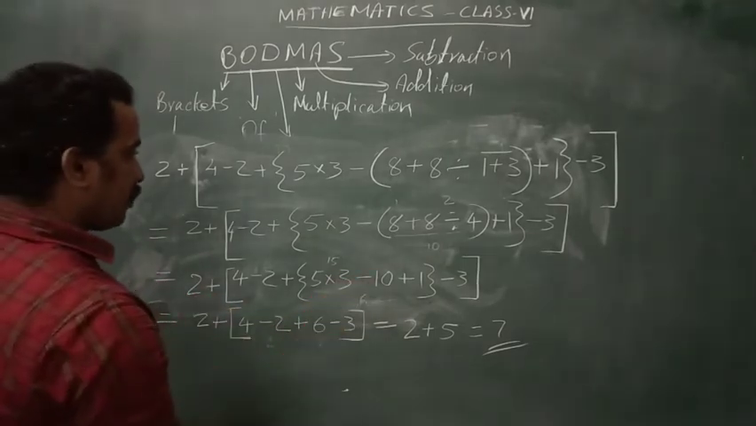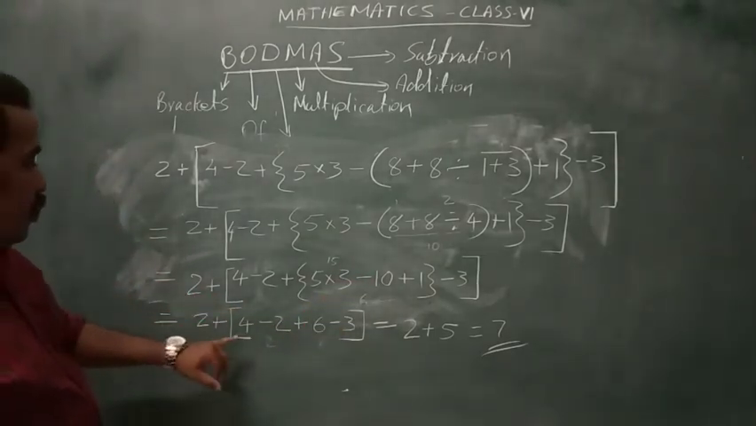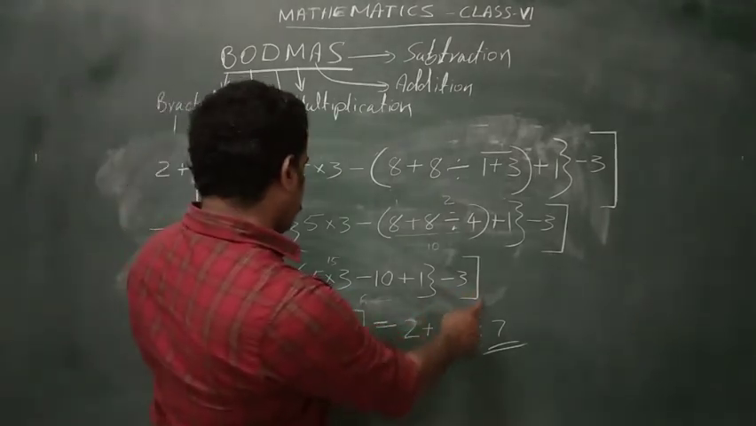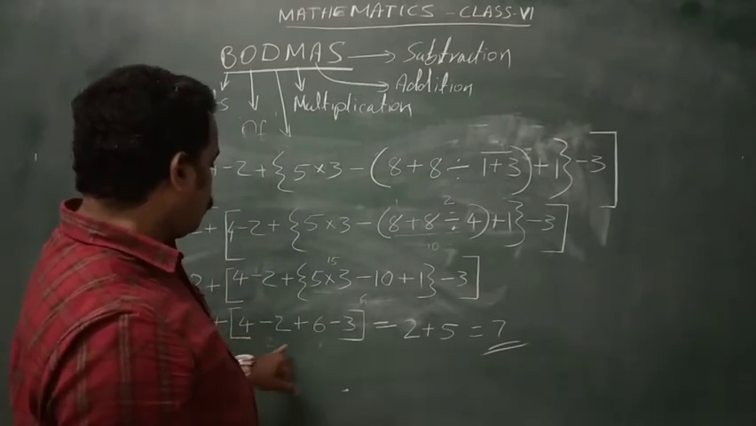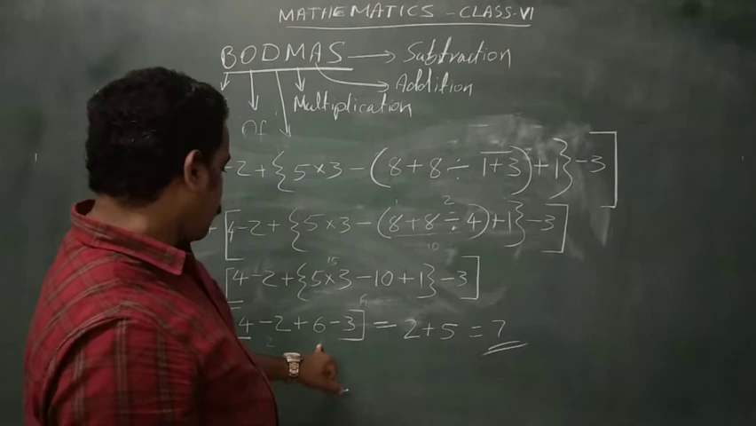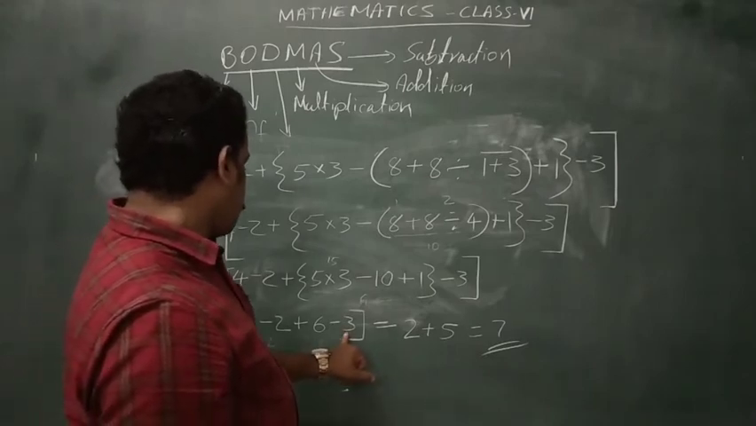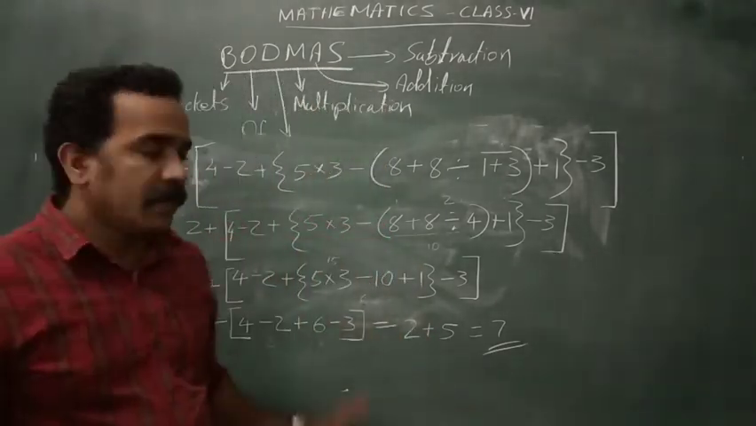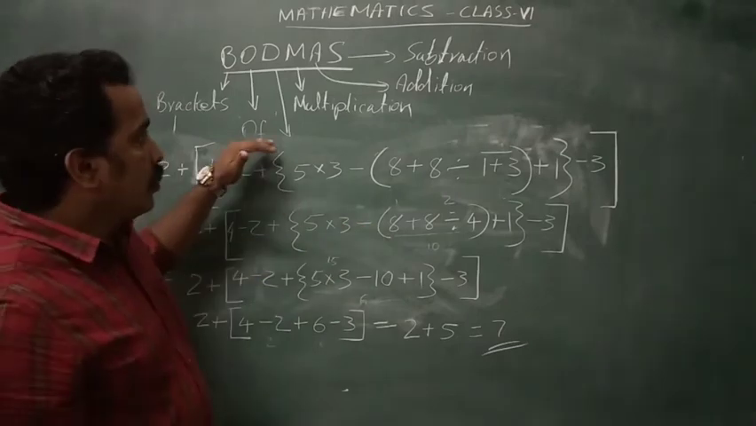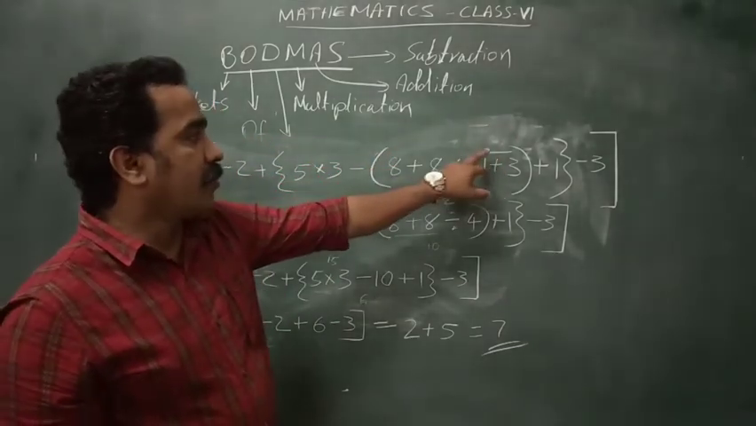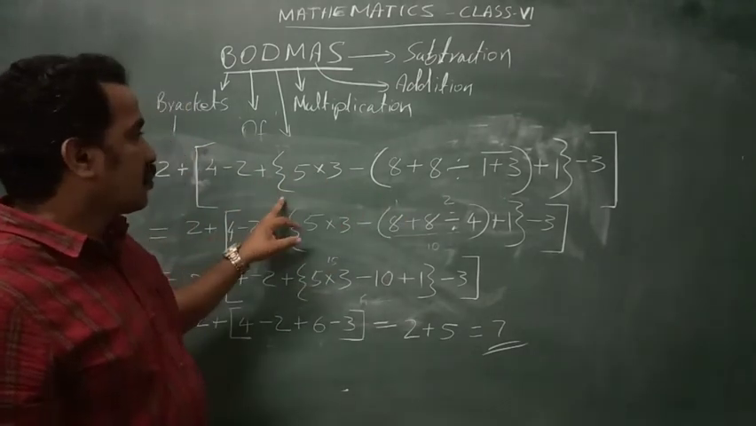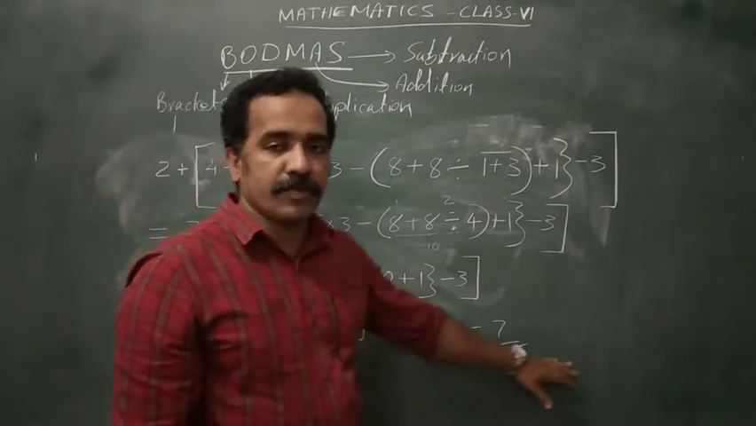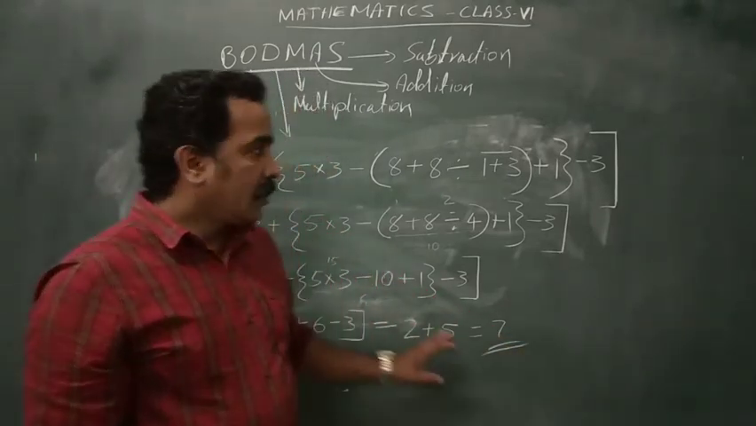Then next step it will become 2 into 4 minus 2, this 6, then outside the bracket minus 3. So 4 minus 2, 2. 2 plus 6, 8. 8 minus 3, 5. So 2 plus 5 is equal to 7. So you have to remember the order. First vinculum, then parenthesis, then curly bracket, then square bracket. Last, from left to right, you have to solve the questions.